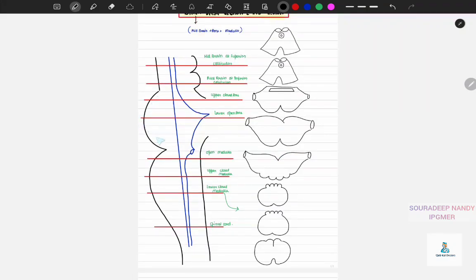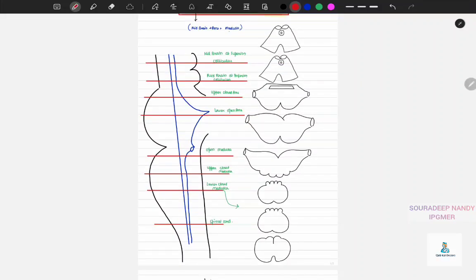Now coming to the pons. In medulla we have three sections. In pons we have two sections. One is the lower open pons, where behind there is the fourth ventricle, and the upper closed pons, where here is the closed part of the fourth ventricle. Then coming to the midbrain, there are two sections: one at the inferior colliculus level and one at the superior colliculus level. So now let us draw the structures.